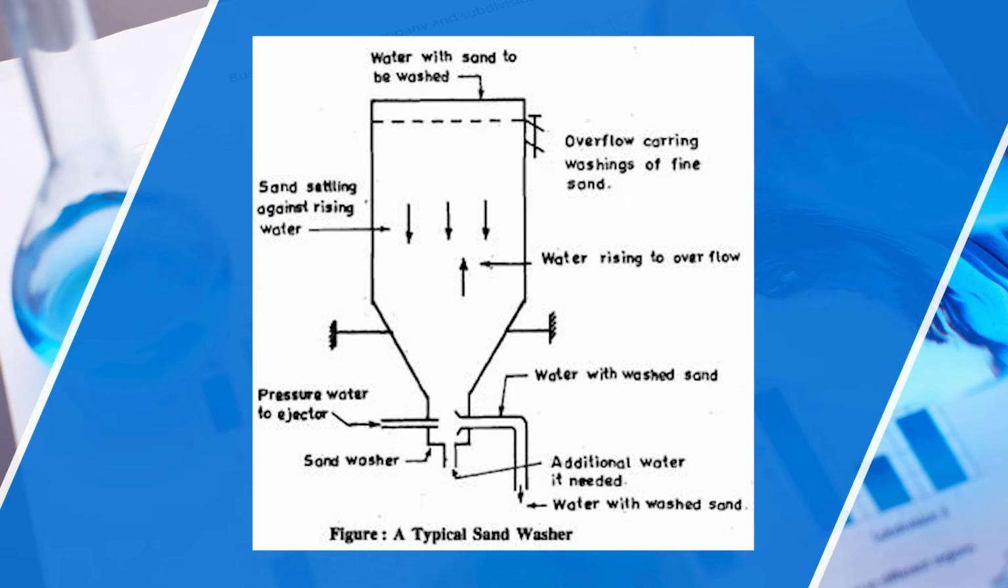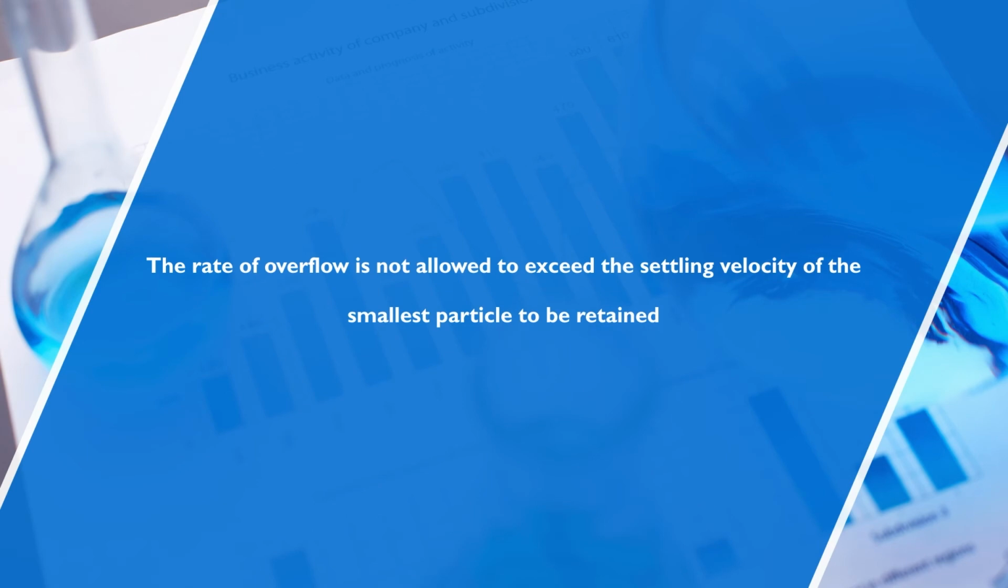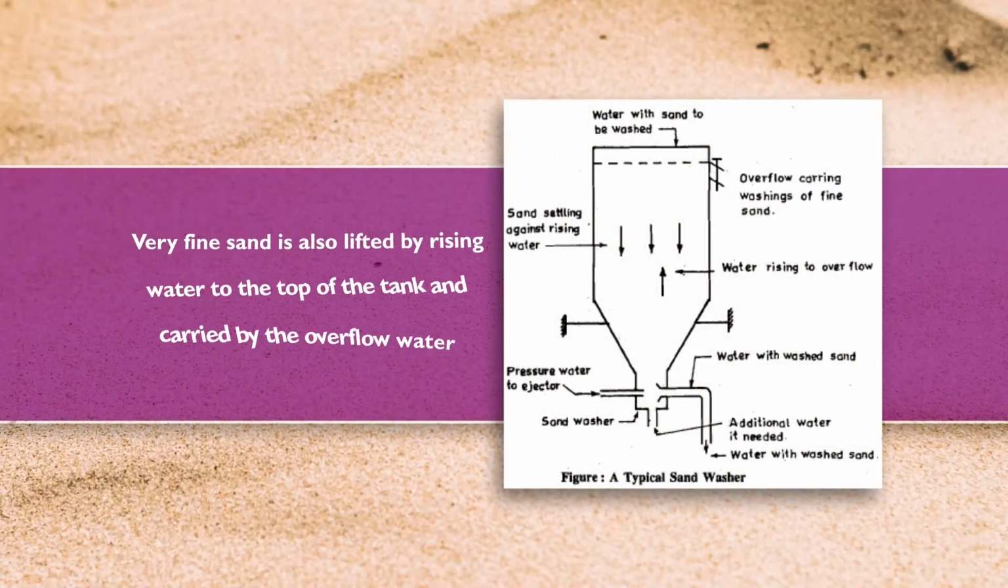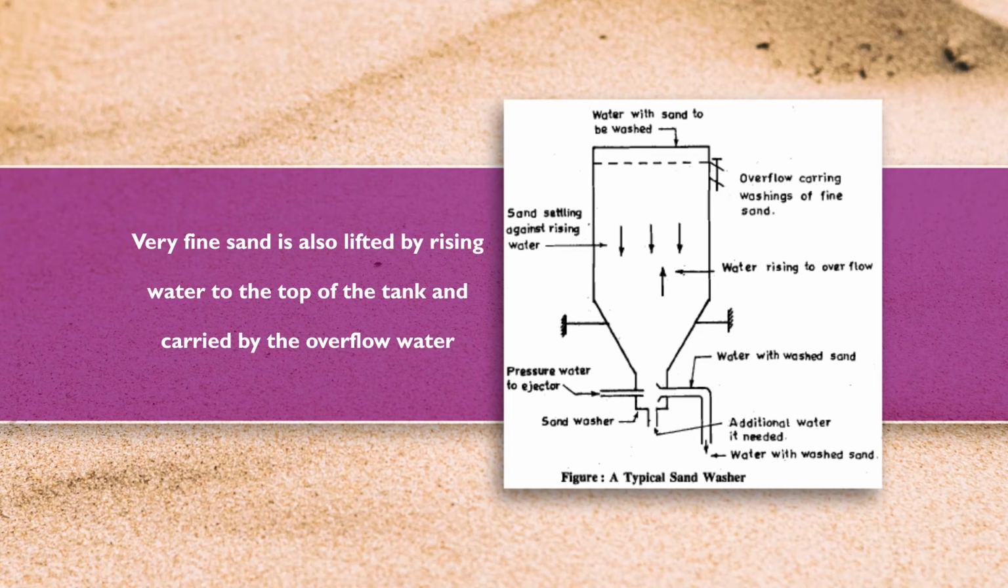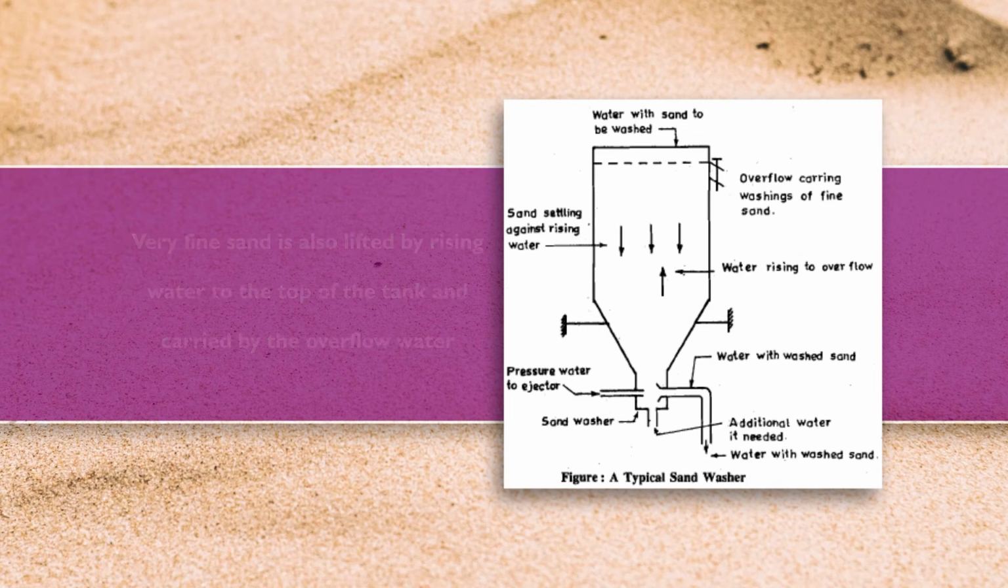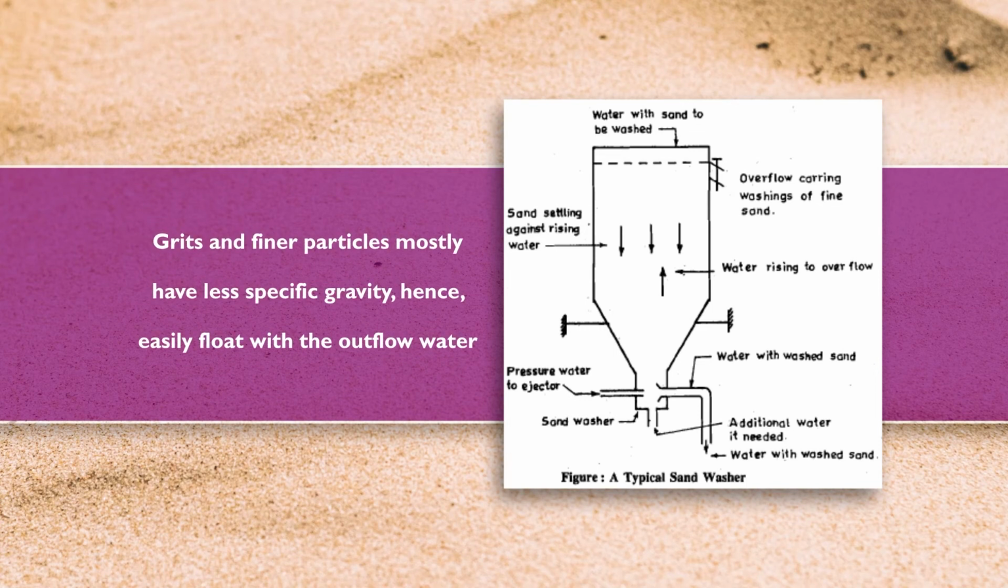Here the outlet is available for the water with waste sand to come out. An inlet is available if additional water is needed. The rate of overflow is not allowed to exceed the settling velocity of the smallest particles to be retained. Very fine sand is also lifted by rising water to the top of the tank and carried by the overflow water. Grit and finer particles mostly have less specific gravity, hence easily float with the outflow water.